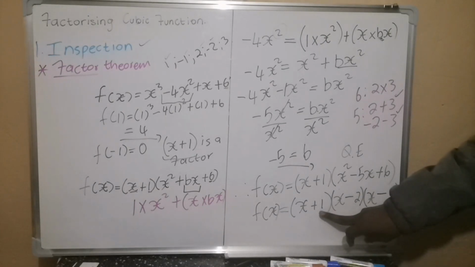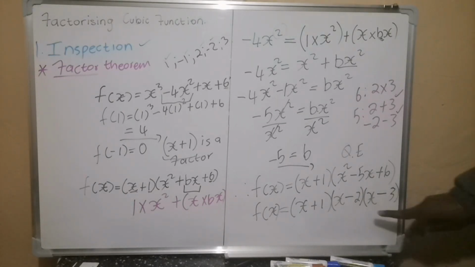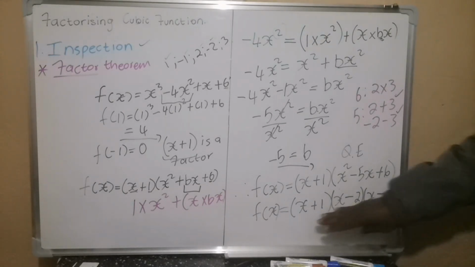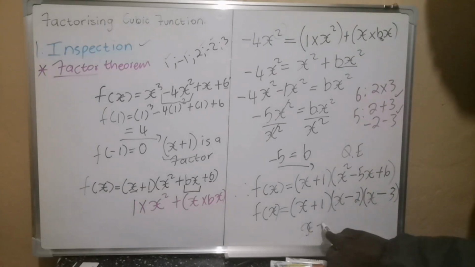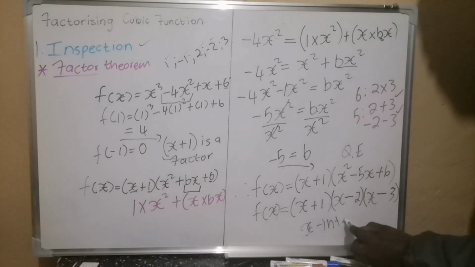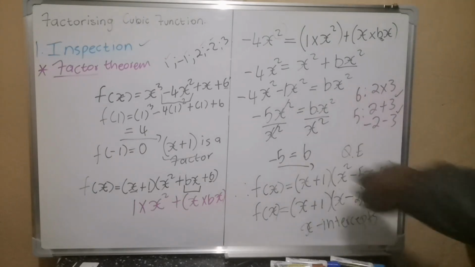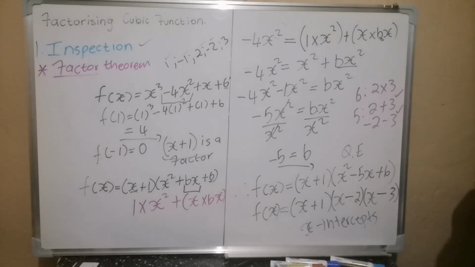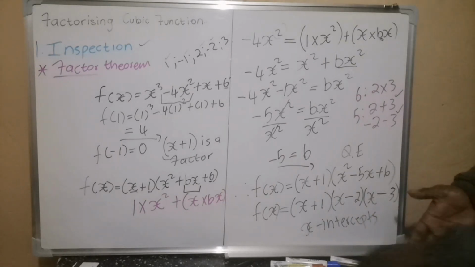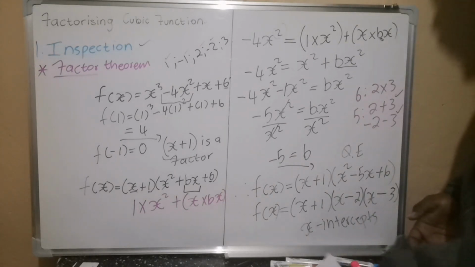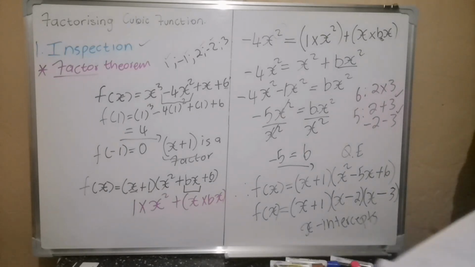So -1 is a factor, 2 is a factor, 3 is a factor. These are x-intercepts already. These are x-intercepts of this cubic function. I hope you guys can hear me.